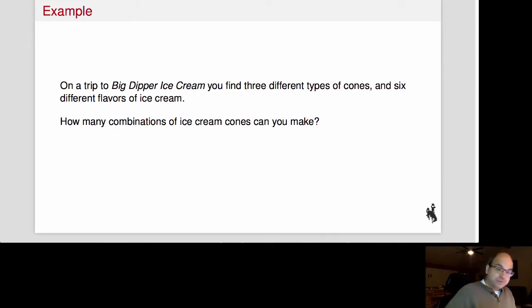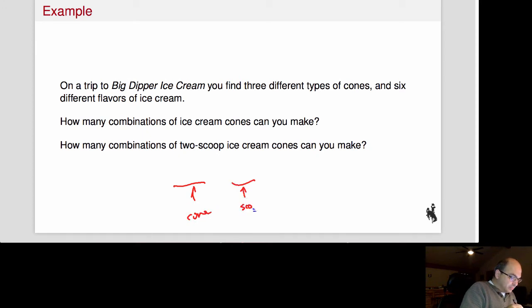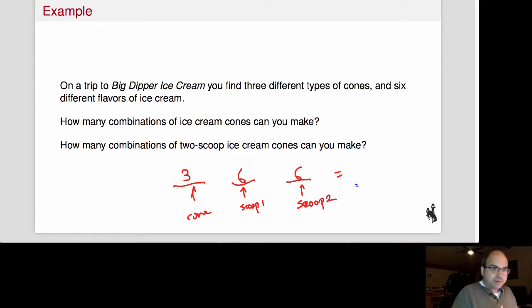Okay, that's great. Now let's make this a little bit more complicated. Let's say that I have two scoops of ice cream that I can do. So how are we going to solve this? The same way. We have the cone, we have a scoop, and then we have another scoop. I can put three different ways here, six there, six here, and then the answer is going to be 3 times 36. 3 times 30 is 90, plus 18, so it's 108. That's pretty awesome, right?